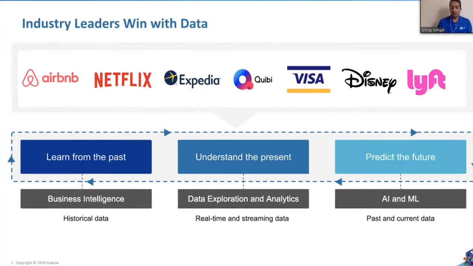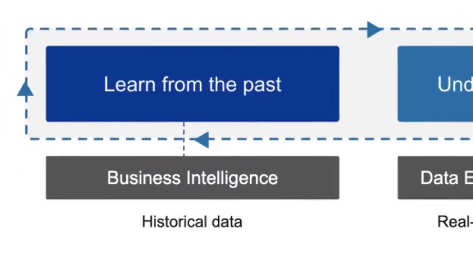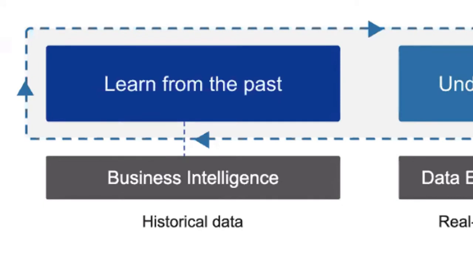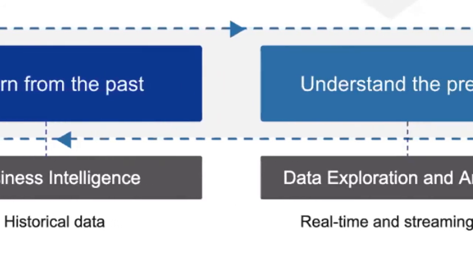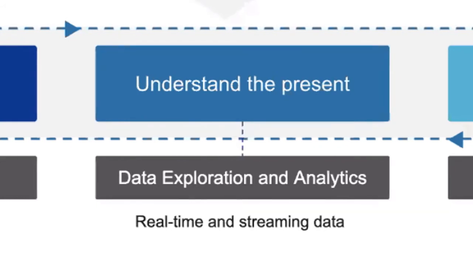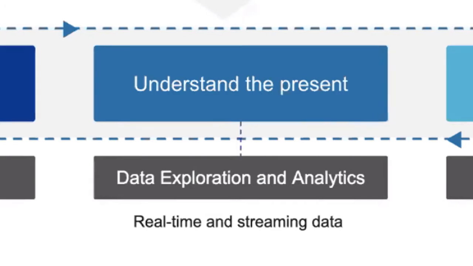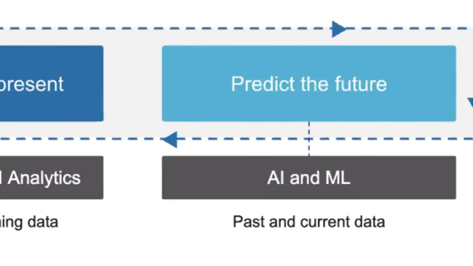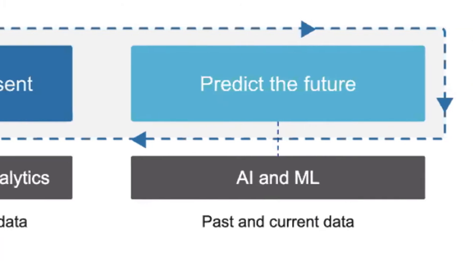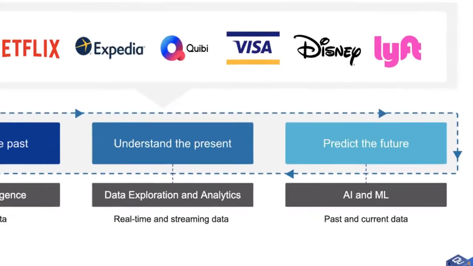When we look from the past side, they generally do business intelligence with that historical data. With respect to the present data which they are getting, they generally do data exploration and analytics, and this is mostly hinged on real-time and streaming data. When you combine all this type of data, they are using AI and ML models to do the predictive analysis with respect to the future: what will be the customer trends, what will be the consumption trends, where the growth is, where do they need to invest, how to make better customer experiences.